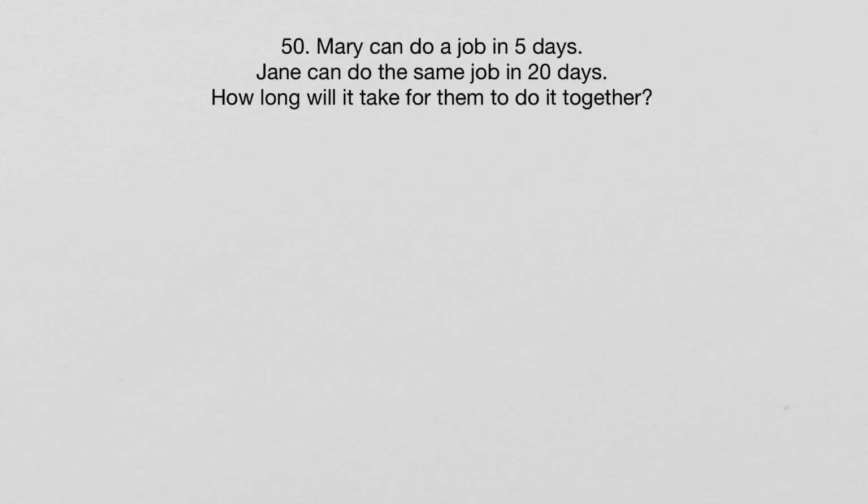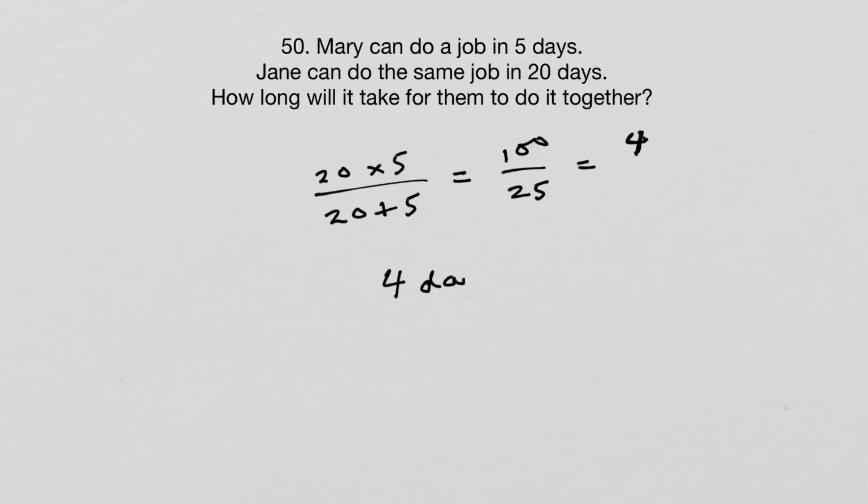To find how many days they will use to complete the work together, you will just multiply 20 by 5 and then divide it by 20 plus 5. This will give us 100 over 25. 25 can divide 100 to get 4. So Mary and Jan will use 4 days to do the work together.